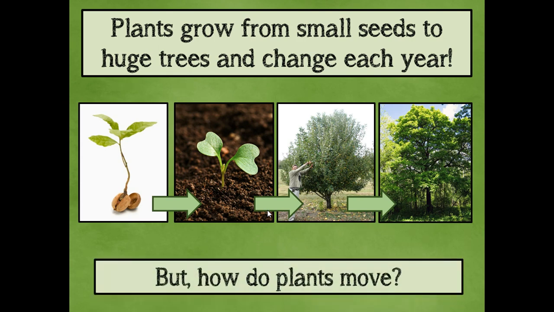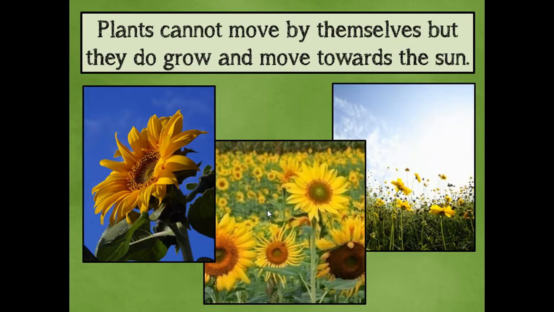How can plants move? Yes, the wind can move them, but how do they move on their own? Plants move by growing towards the sun. They grow up. That's them moving. They grow up towards the sun.